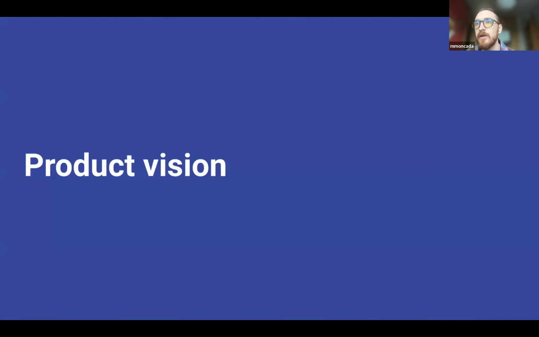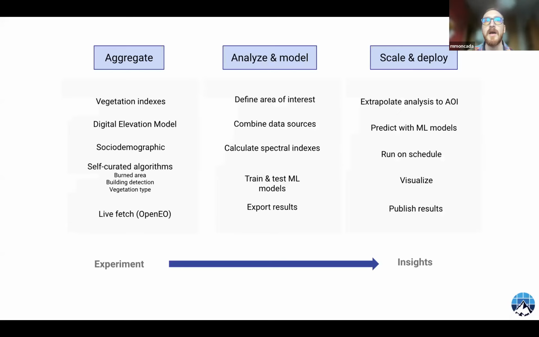So the product vision that we have is basically composed of three main steps. The first step would be to add layers, aggregate them, and so on. We will talk about this in a bit. And also to then analyze, combine data sources and build models. And finally, scale and deploy these models, right?